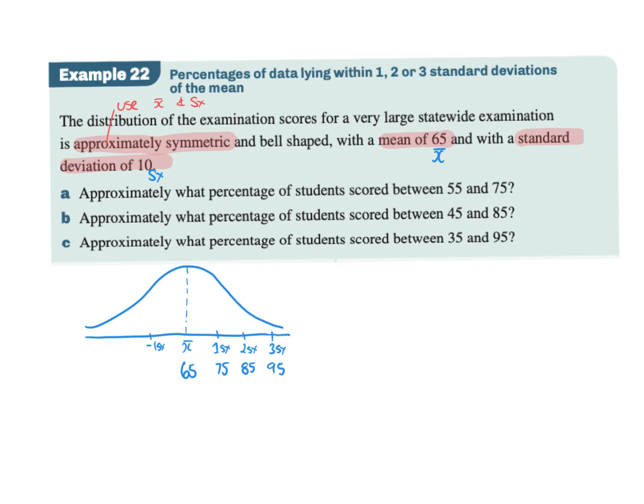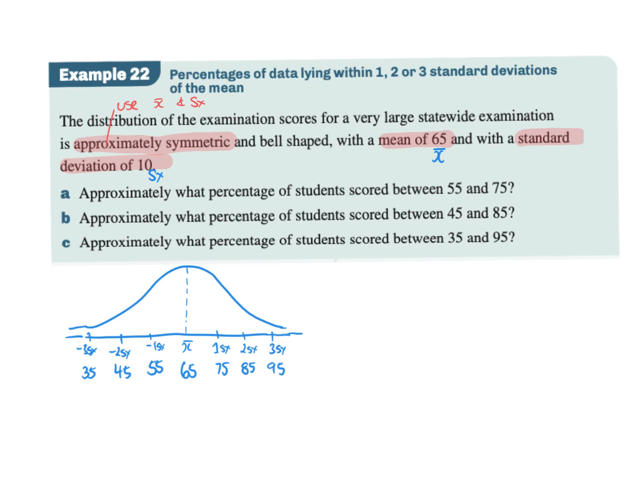Then I'm going to subtract. So what's 65 minus 10? 1 standard deviation below would be 55. And then if we minus 2, we're at 45. And we minus 3, we're at 35. Okay, so this is what we see. So what I'm going to do is show you in the colours.